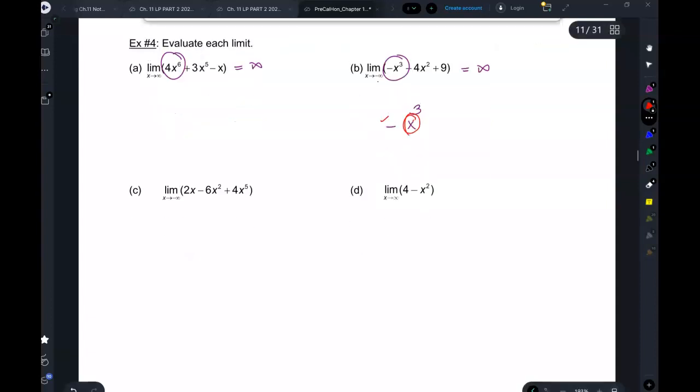So here, what's the highest degree here? 4x to the fifth. It's 4x to the 5th. And as x approaches negative infinity, what will that be?